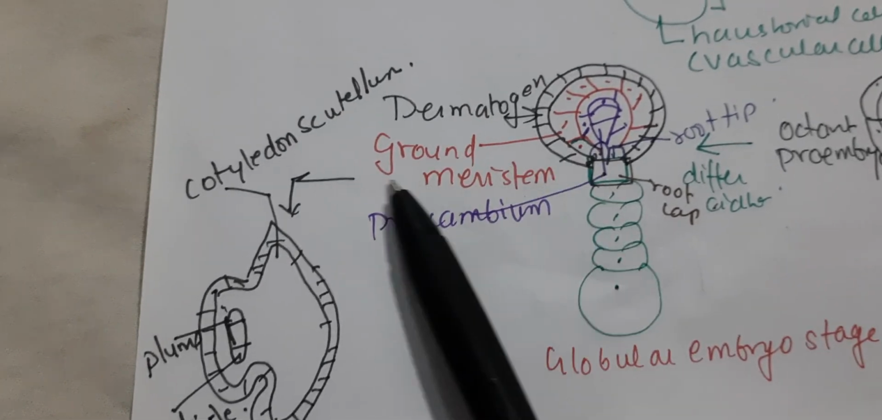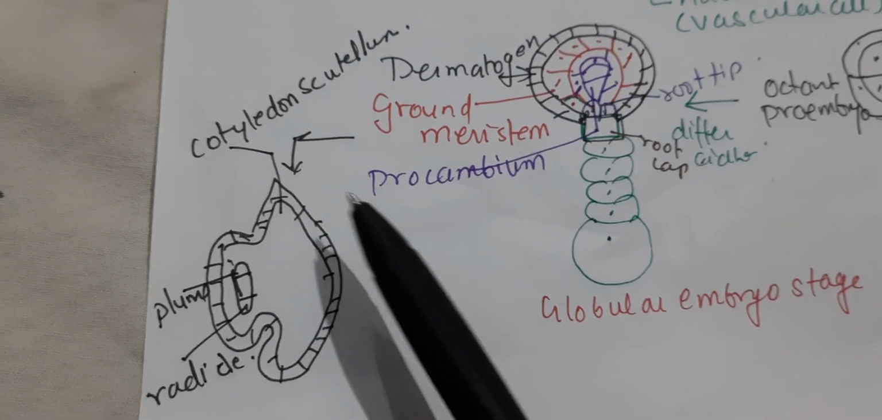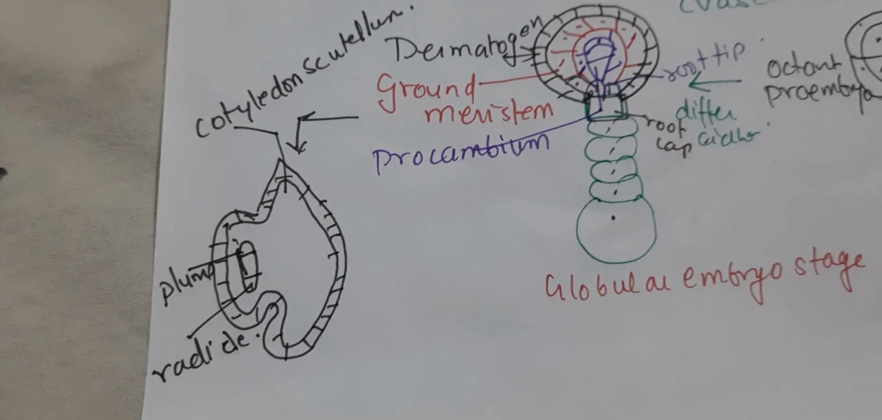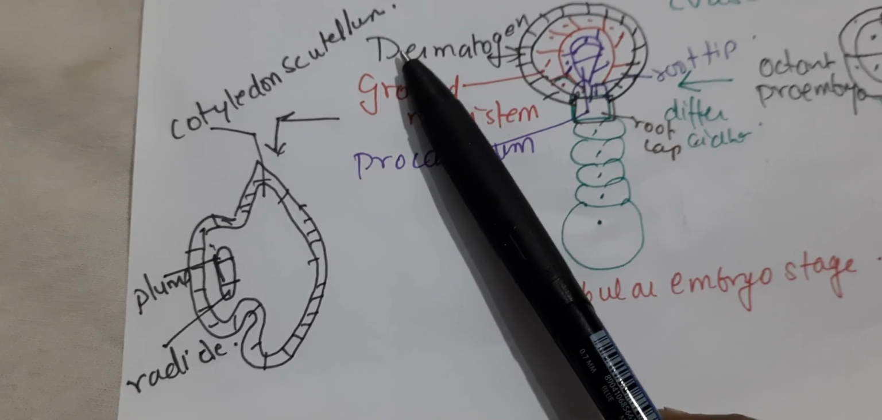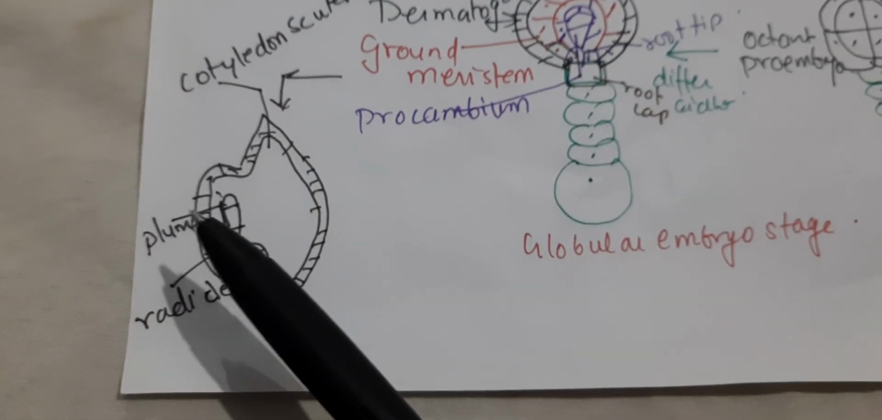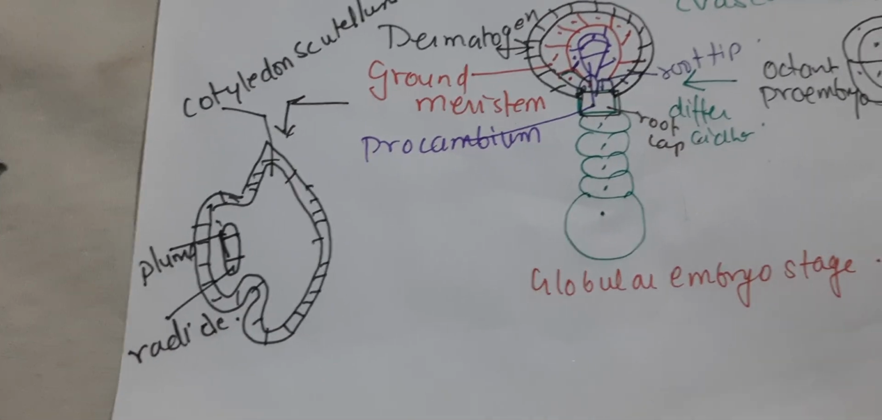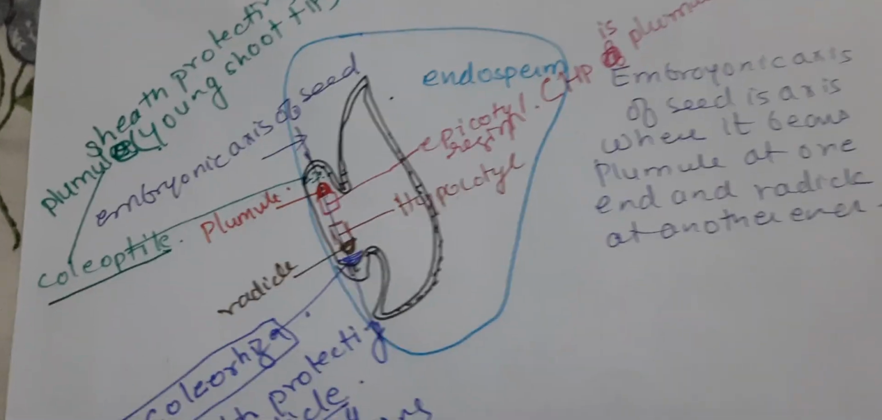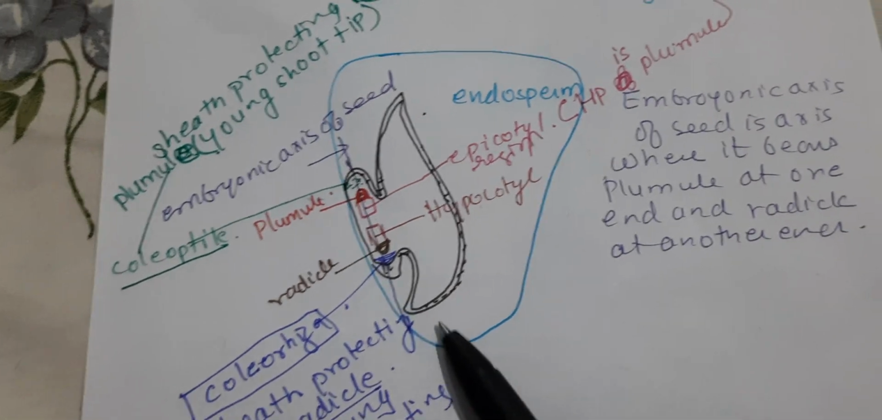Then after a number of differentiations, it will assume this structure, and these cells later degenerate and the embryo is formed. It will have one cotyledon in case of monocots, which is known as scutellum, and then it will have the embryonic axis, radicle and plumule. Let's see how it looks. When the ovule matures into a seed, you will see this kind of structure. This is the whole ovule which gets converted into seed.